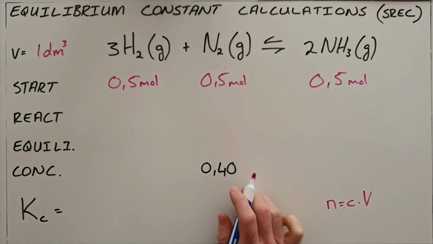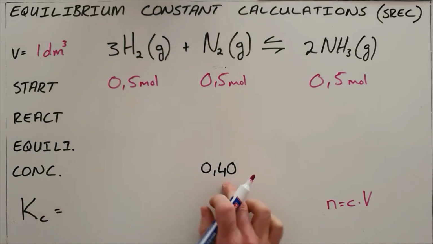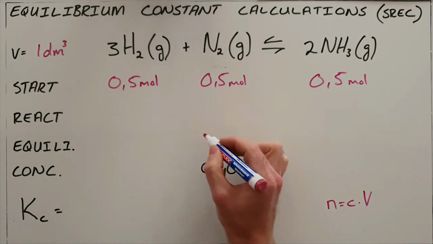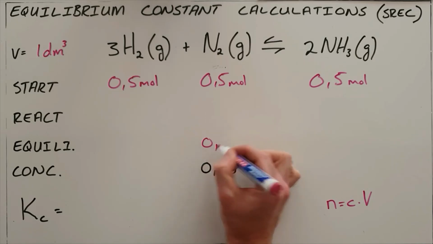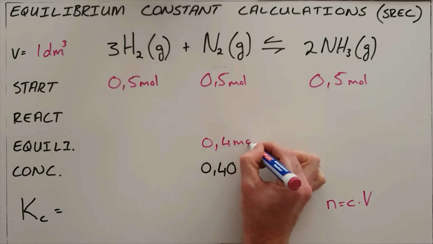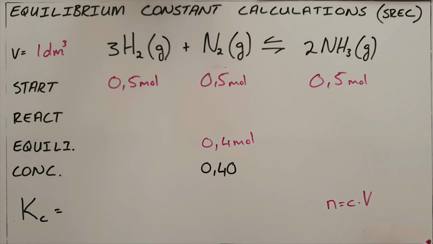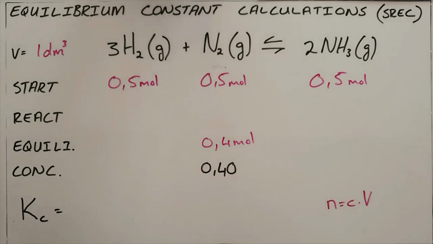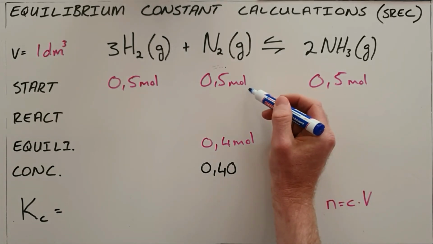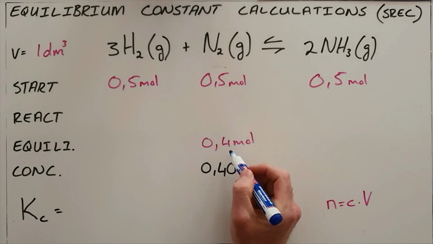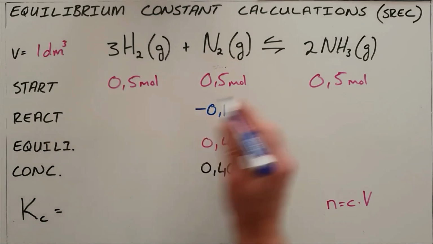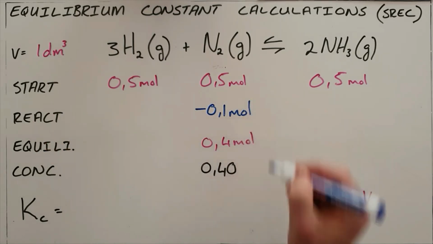They then go on to say that at equilibrium it is found that the concentration of nitrogen is 0.4 molar. Again, we can immediately convert that to a number of moles at equilibrium, which is obviously then also 0.4 moles. Now, once we've got this SREC table set up, we can now say, since we understand that if we started with 0.5 moles of nitrogen and ended with 0.4, we must have used up or reacted 0.1 moles of nitrogen.